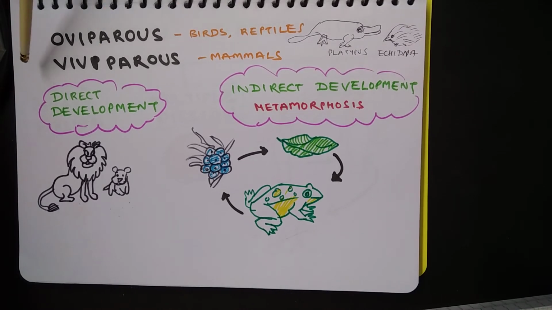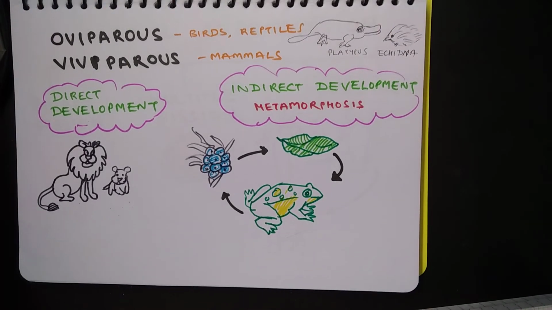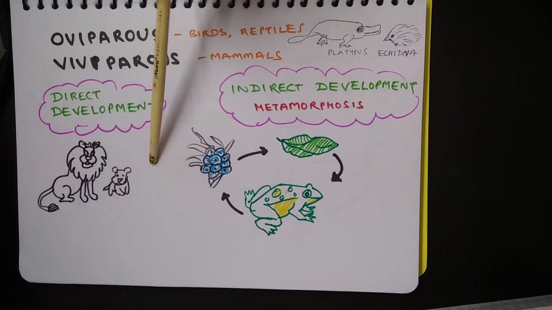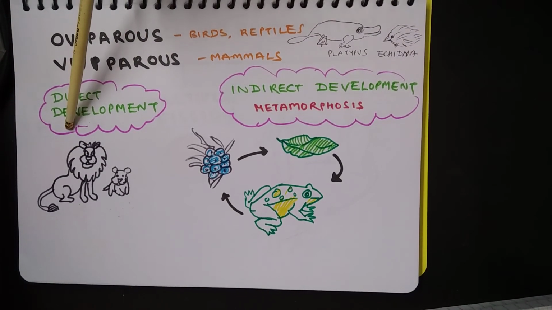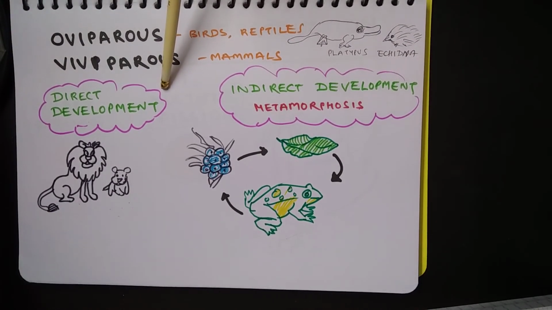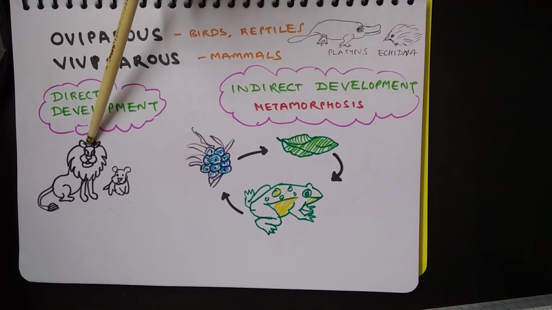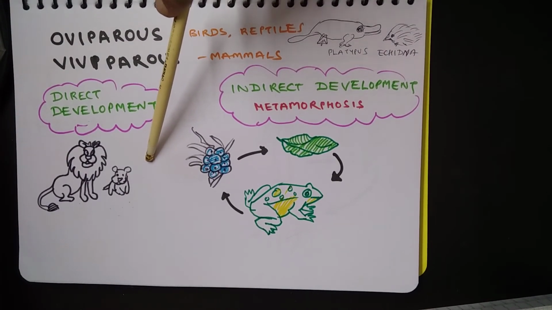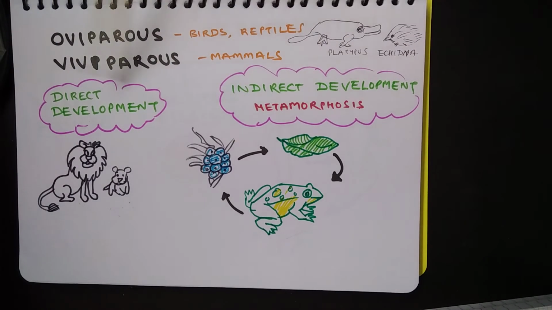Now in the animal world, there are two kinds of development. One is called direct development and another is called indirect development. When the young ones resemble their parents, then the development is called direct development. So a cub looks like a lion, a baby looks like a human, a duckling looks like a duck. So these are examples of direct development.